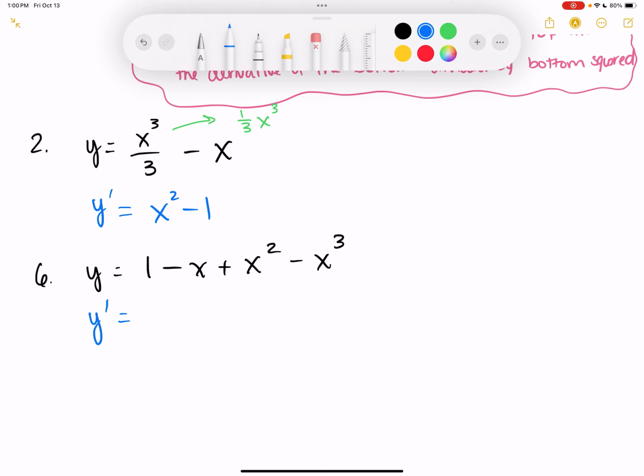Derivative of negative x. Derivative of x squared. 2x. Okay, put the number in front. And the derivative of negative x cubed is negative 3x squared. Look at that. Taking derivatives.